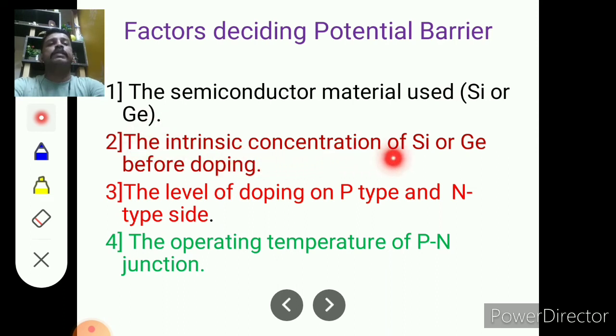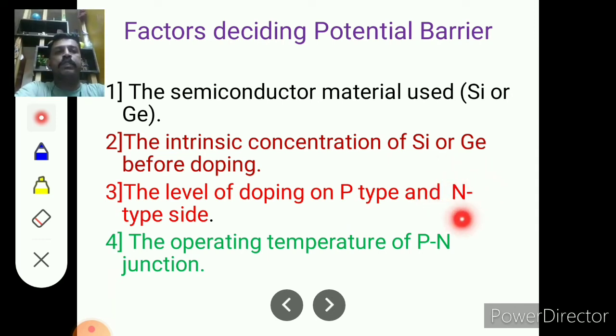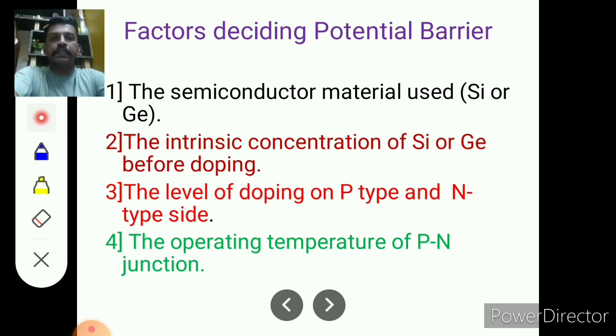Second, the intrinsic concentration of silicon and germanium before doping. How pure the semiconductors are is known as the intrinsic concentration, that is, how much silicon is in pure form and how much germanium is in pure form. Third, the level of doping of the p-type and n-type sides, meaning how much trivalent impurity is added in the p-type semiconductor and, similarly, how much pentavalent impurity is added in the n-type semiconductor or in a pure semiconductor.